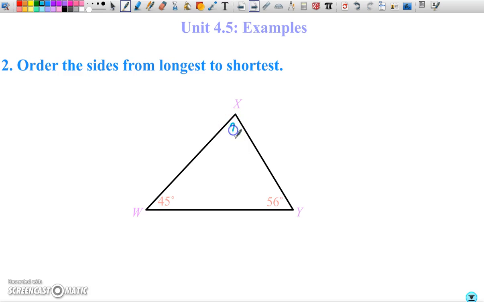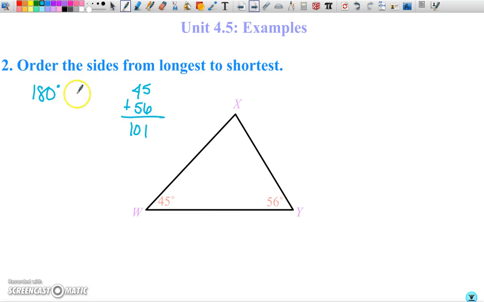So how do we find this angle right here? Because we can't just assume it's some kind of measurement. We can't just ignore it. And so what do we do? Well, in previous sections of this unit, we know that there are 180 degrees in a triangle. So if we take our 45 and we add to that our 56, we get a total of 101. So these two angles down here add up to 101 degrees.